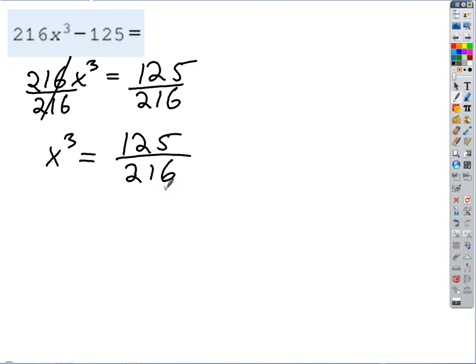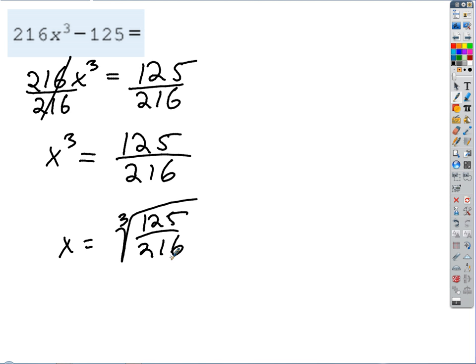Now what? Not square root. Cube root. Whenever we square root, we always have to include a plus or minus. Do we with the cube root? No, we don't. How come? It's odd. Whenever we take an odd root, like a third root or a fifth root or a seventh root, no plus or minus. Only with even roots: square roots, fourth roots, sixth roots, etc. So our answer is just x equals the cube root of 125 over 216.